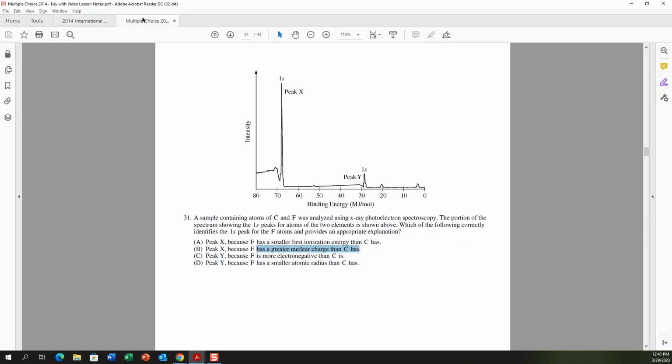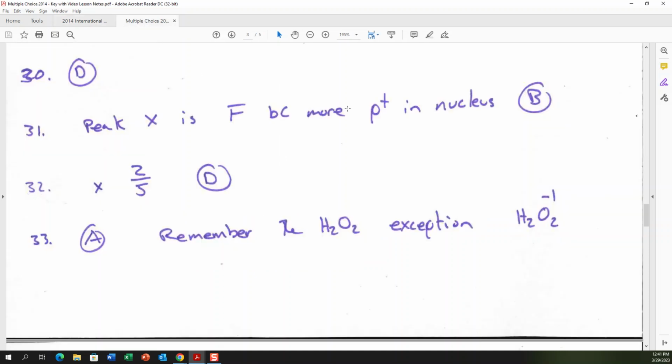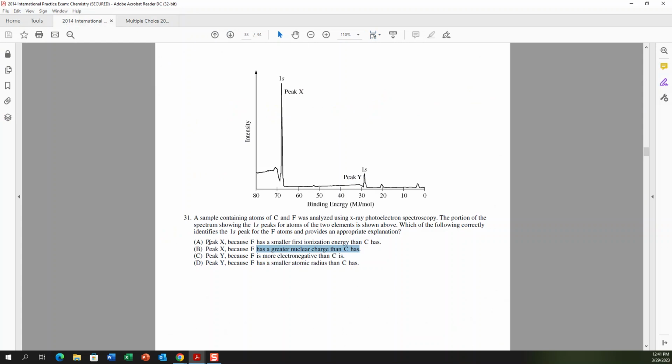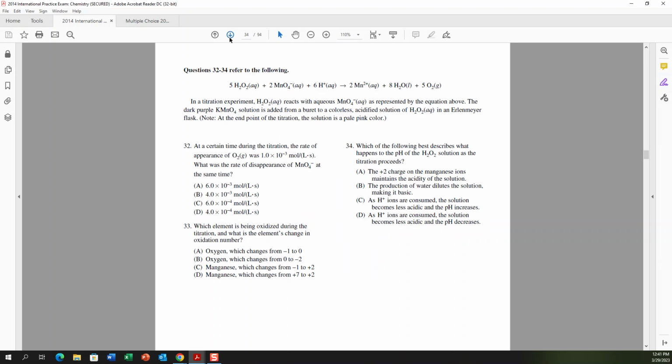So choice B. Okay. So if you're in a rush, you might accidentally choose A here because you know the answer is X is fluorine, but that's not the proper reason. And fluorine has a larger first ionization energy, so that's not even a correct statement. So anyway, moving on. Number 32. All right, so we have a balanced redox reaction, probably like a redox titration type question.